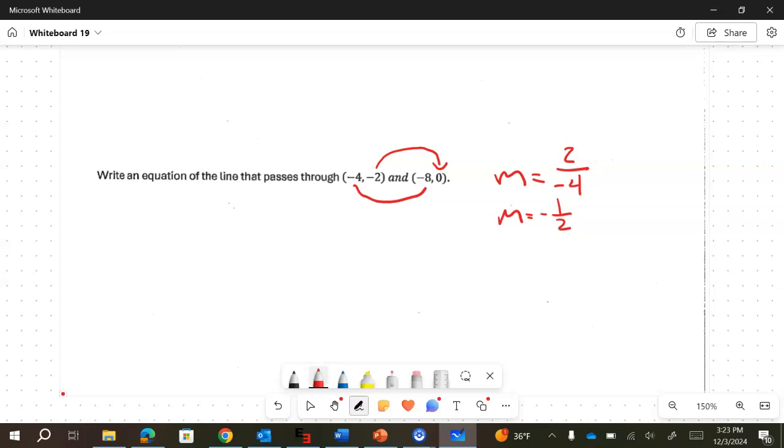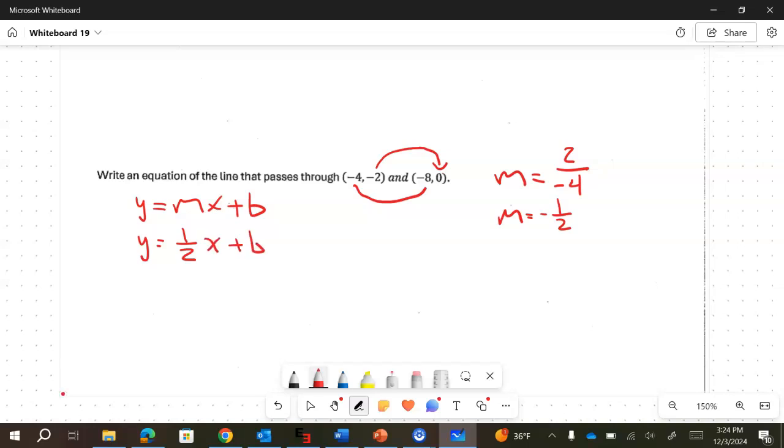Okay, I didn't know the slope, now I do. I looked at my y values, that gave me my top number. Looked at my x values, that gave me my bottom number, and I simplified it. Now I'm going to go back to that same equation, y equals mx plus b. And I now have a number to put in for m. Y is equal to -1/2 x plus b.